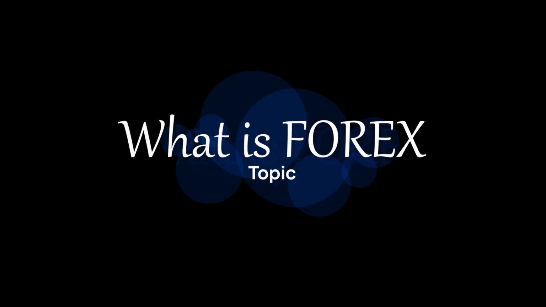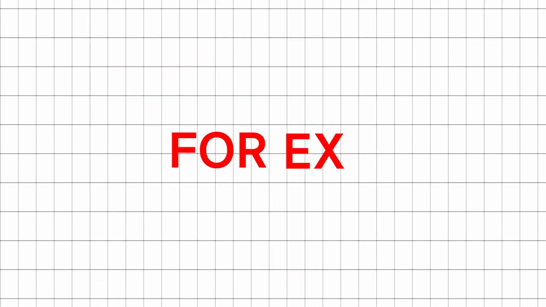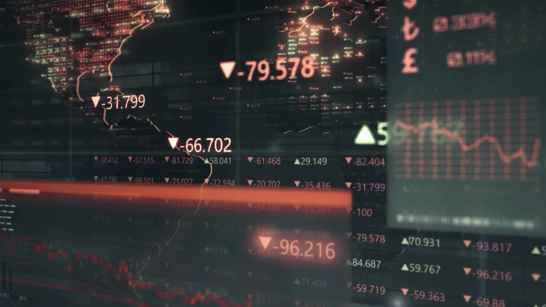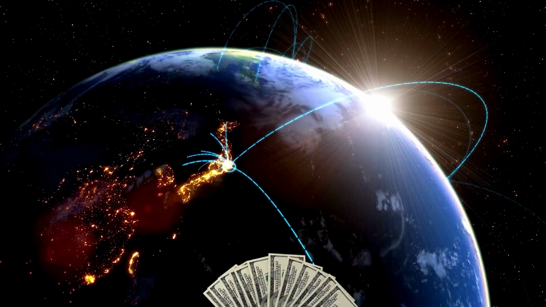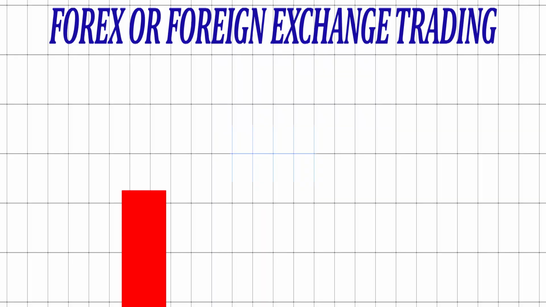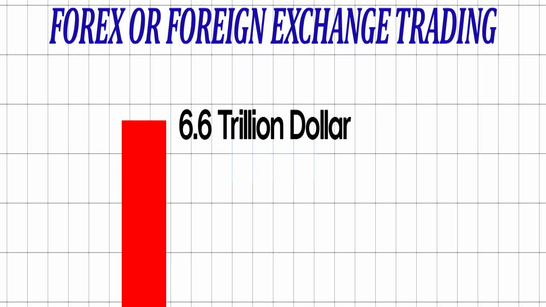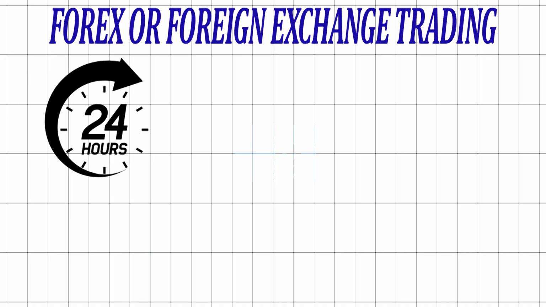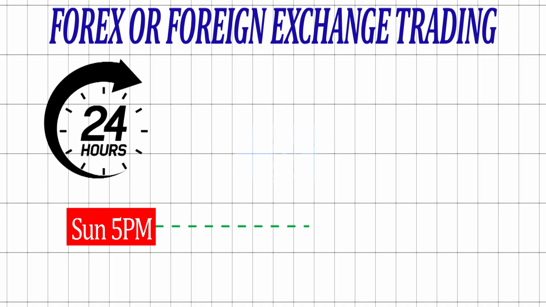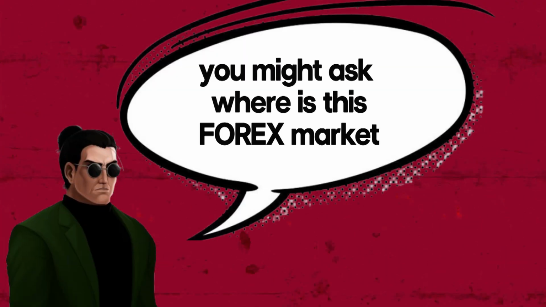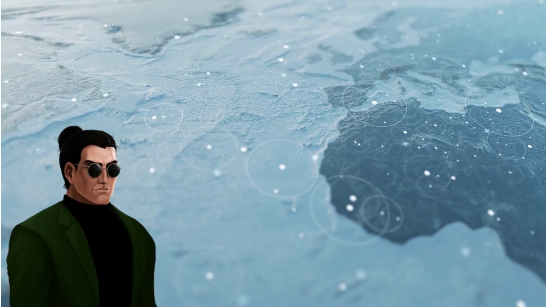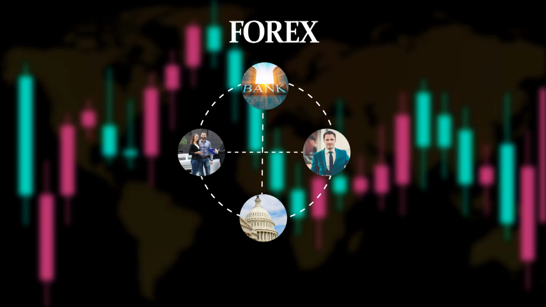So, what is Forex anyway? The word Forex is short for foreign exchange. It's the world's biggest financial market. Imagine a giant global market, but instead of selling products, it trades world currencies. The Forex market trades more than $6 trillion every day. And unlike the stock market, Forex is open 24 hours a day from Sunday 5 p.m. to Friday 5 p.m. Eastern Time. You might ask, where is this Forex market? Well, it's not in one place. Forex is everywhere. It's a decentralized network made up of banks, brokers, dealers, and even governments, all trading currencies with each other.